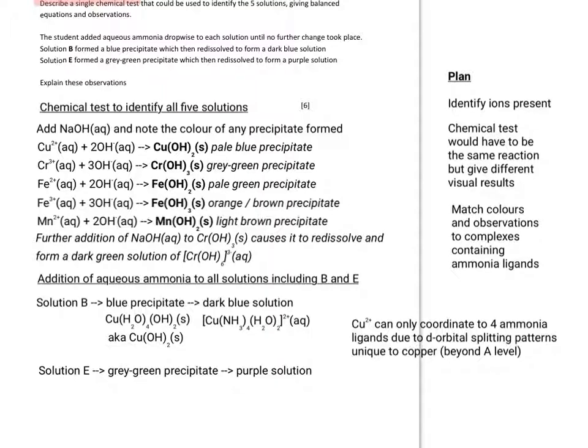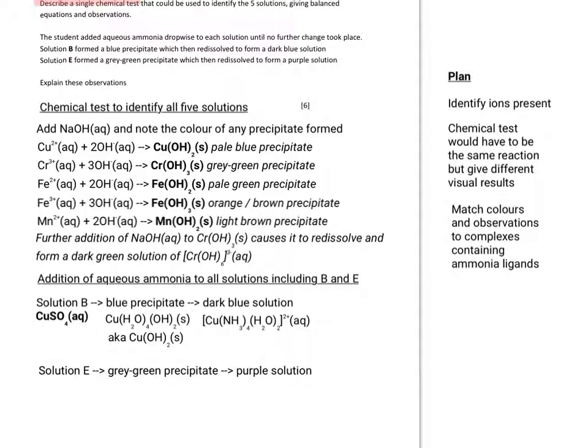So just to mention, the reason for that is because copper 2+ only coordinates 4 ammonia ligands, not 6 ammonia ligands like other transition metals. It's due to d orbital splitting patterns, crystal field theory it's called, that are unique to copper. Other transition metals also have d orbital splitting patterns, but the patterns defined with copper 2+ mean that it can only coordinate to 4 ammonia ligands. The bit you have to remember is that. You don't have to know about the details. Okay then. So solution B must be copper sulfate.